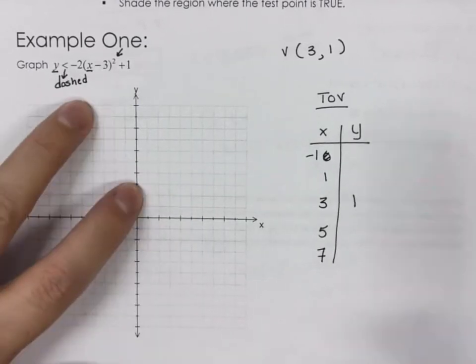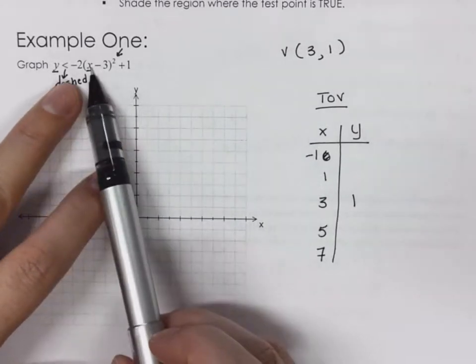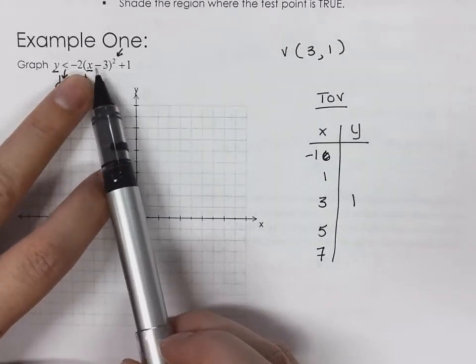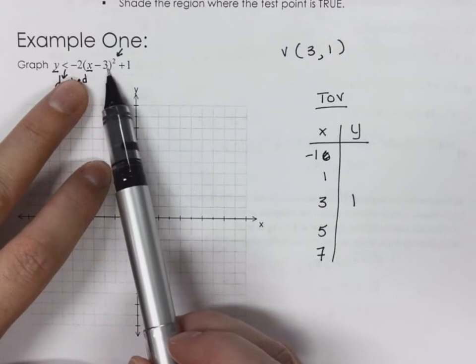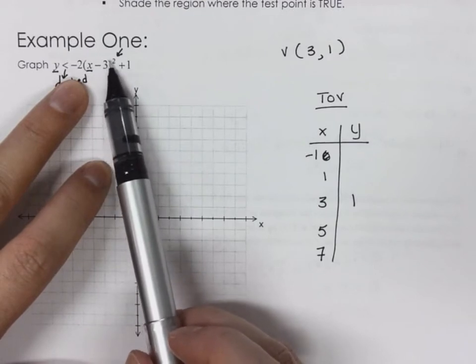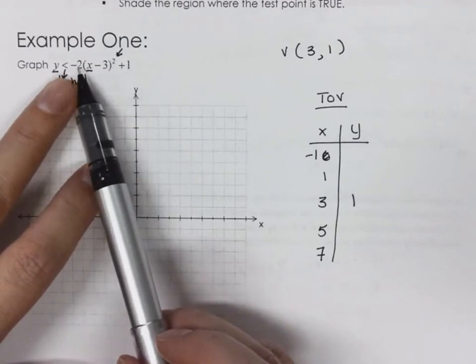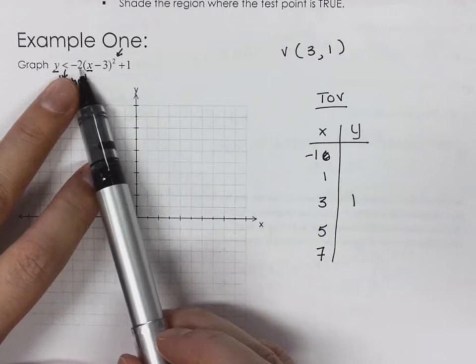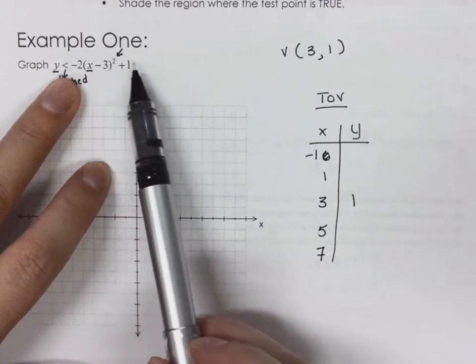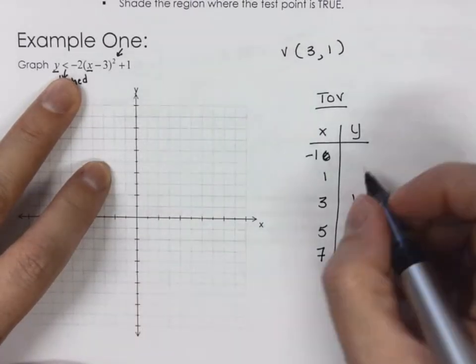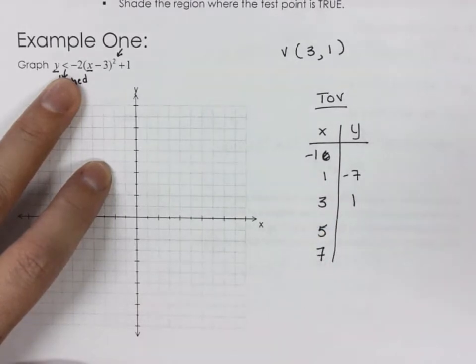Okay, so let's substitute some stuff in here. Let's substitute 1 in. 1 minus 3, I'm going to try to do this in my head. So 1 minus 3 is negative 2. Negative 2 squared is 4. 4 times negative 2 is negative 8. Negative 8 plus 1 is negative 7.